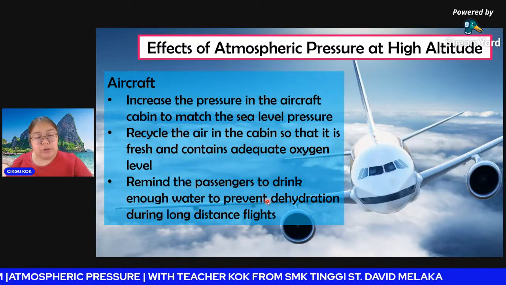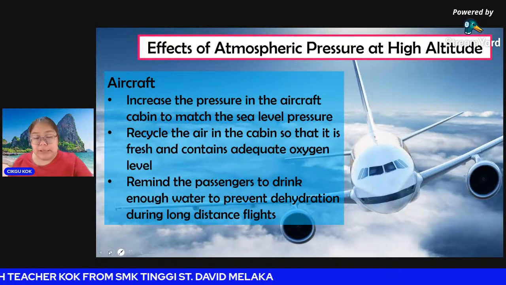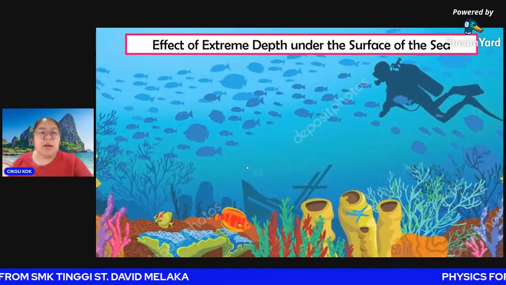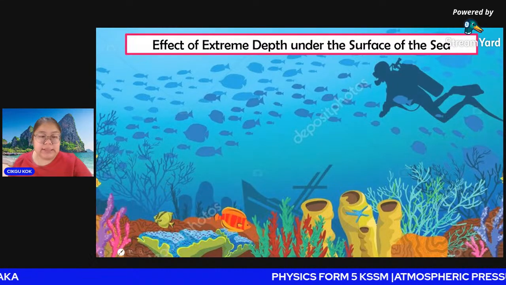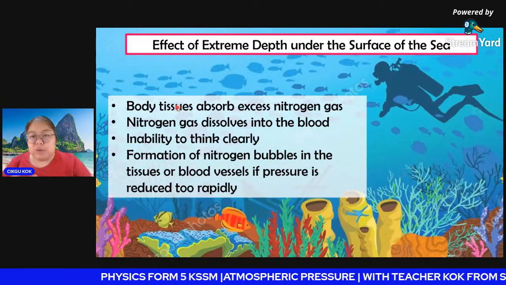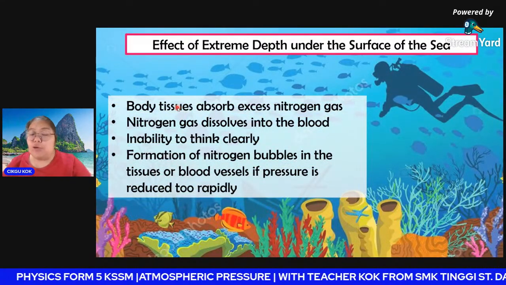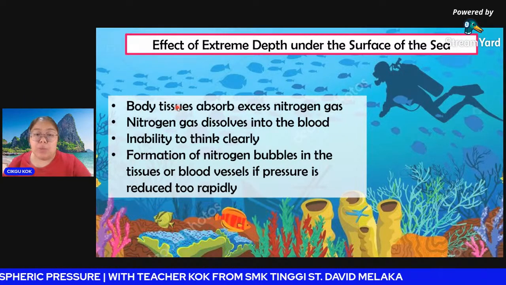What adaptation do you need to do? Then after that, we must go to the deep sea. What's the effect first? The effect of extreme depth, under the surface of the sea. Let's see what the effect is. The body tissue will absorb excess nitrogen gas. So this nitrogen gas will dissolve into our blood.